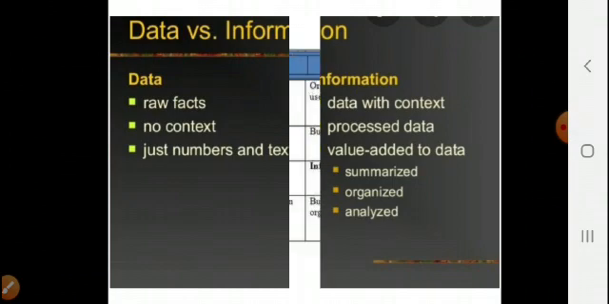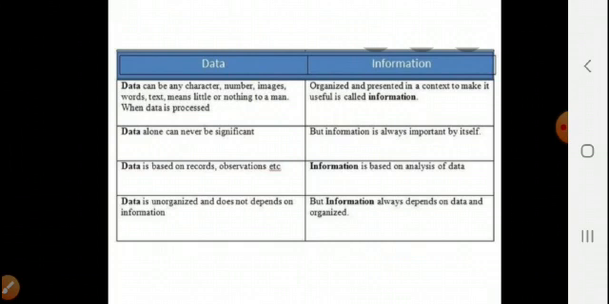Once again, data can be any character, number, images, anything which is not properly arranged, and information is organized and presented in a context to make it useful. Data alone is of no significance; there is no use of data alone, but information is always important by itself. Data is based on records, observations, etc. Information is based on analysis of data. Data is unorganized and does not depend on information, but information always depends on data and organization.